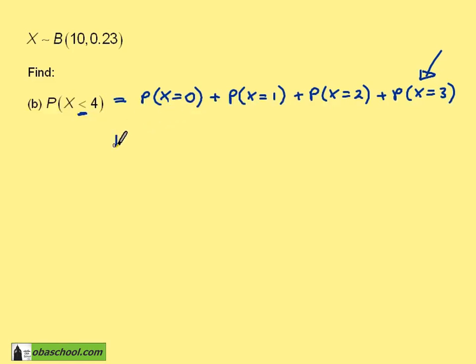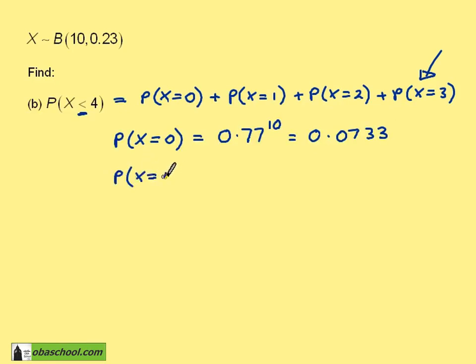For x equals 0, we have all failures, and therefore the probability must be the probability of failure 0.77 to the power 10. This gives us 0.0733.